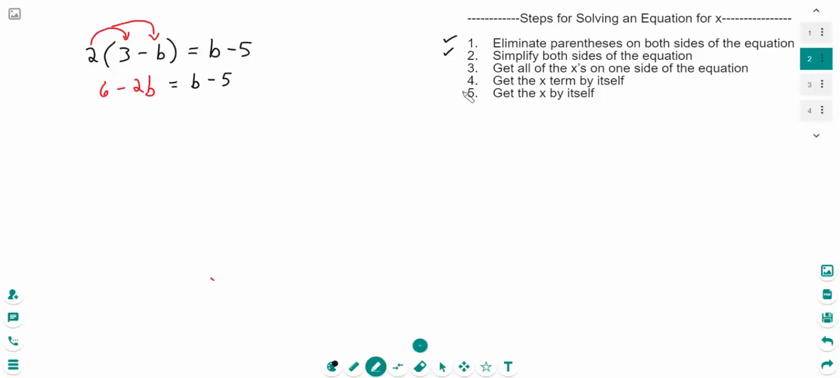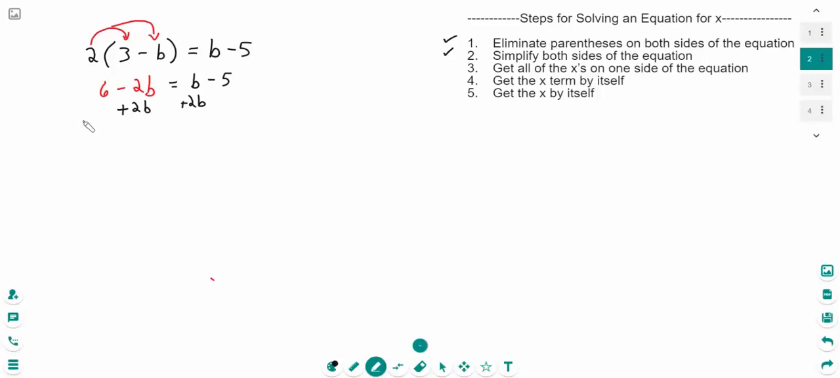All right, number 3, get all of the x's on one side of the equation. Well, in this case, it's b's, so we're actually getting all the b's on one side of the equation. And here we get to decide what side of the equation we want to put our b's on. Now, as I've always said before, I'm not a fan of having negative variables, so I'm going to take the negative one here and add a positive 2b to it. Add a positive 2b on this side, right?